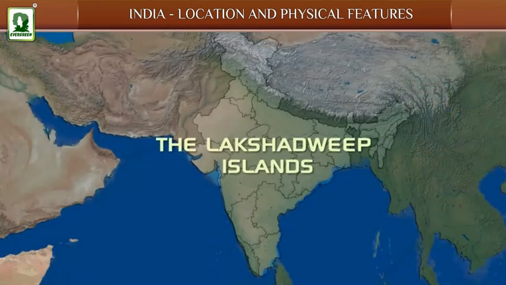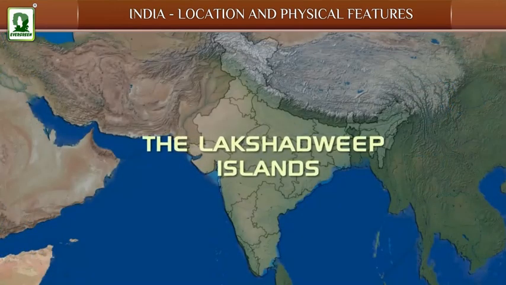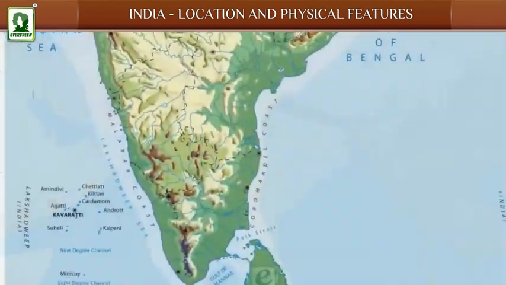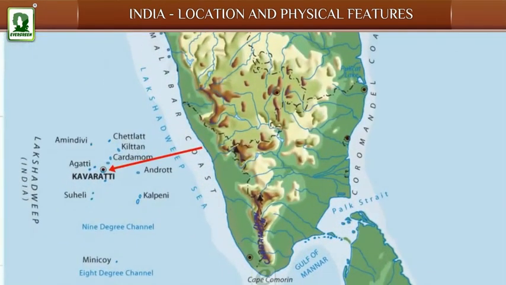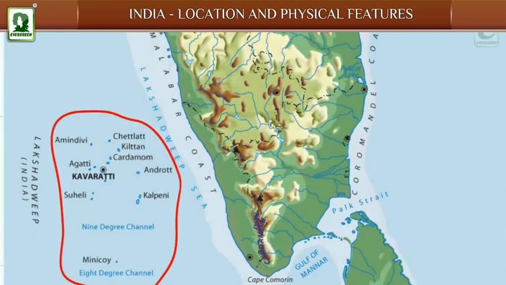The Lakshadweep Islands. They are a group of coral islands lying in the Arabian Sea, near the coast of Kerala. These islands are small and less in number.